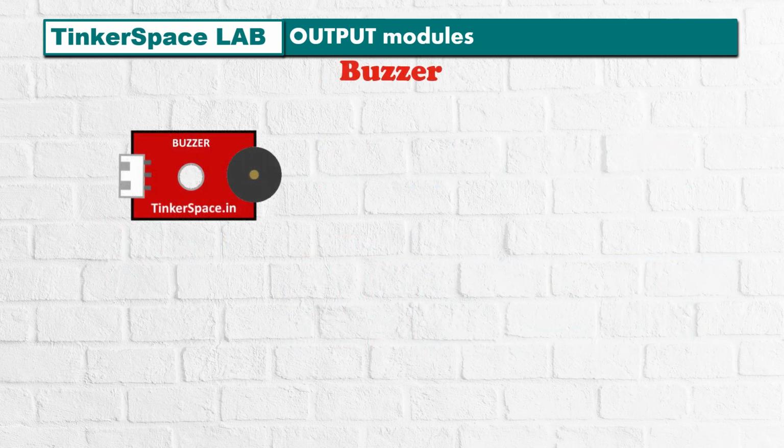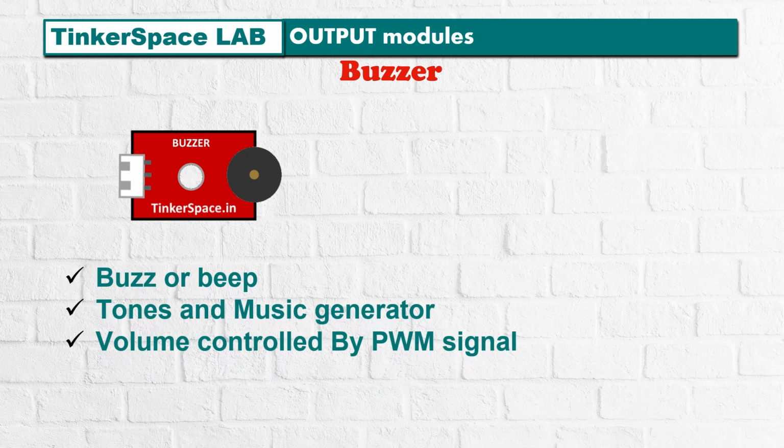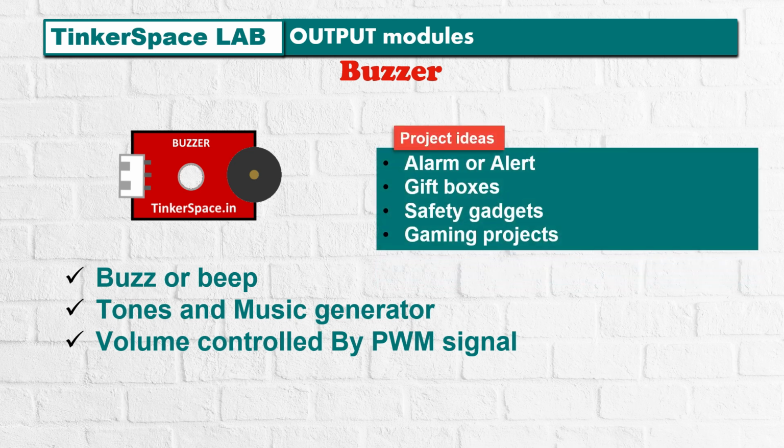Buzzer. A buzzer is an output device that produces sound ranging from simple beeps to tones or even music. How it works? It vibrates when electricity passes through it, creating sound. The frequency and duration of the signal control the tone and volume. Example project ideas are alarms or alert systems to warn about hazards, musical gift boxes, safety gadgets or gaming products.